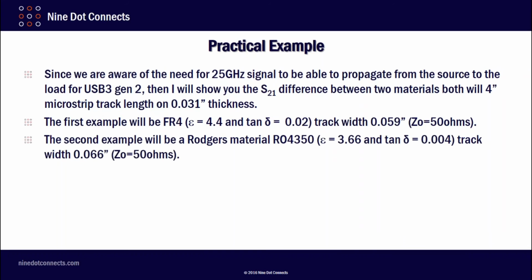The second example is going to be a very common material used in high-speed design, Rogers material, RO4350. Notice the permittivity dropped to 3.66, but also notice that the loss tangent dropped by over a magnitude. But also because that permittivity decreased, I had to increase the width of my track to 66 mils in order to maintain that 50 ohm impedance.